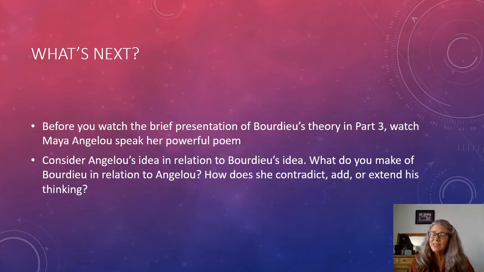Well, what's next? I would ask that before you watch the brief presentation of Bourdieu's theory in part 3, which also includes Eden Lunsford, you watch Maya Angelou speak her powerful poem. I placed a link to it on eClass. Once you finish watching part 3, consider Angelou's idea in relation to Bourdieu's idea. What do you make of Bourdieu in relation to Angelou? How does she contradict, add, or extend his thinking?